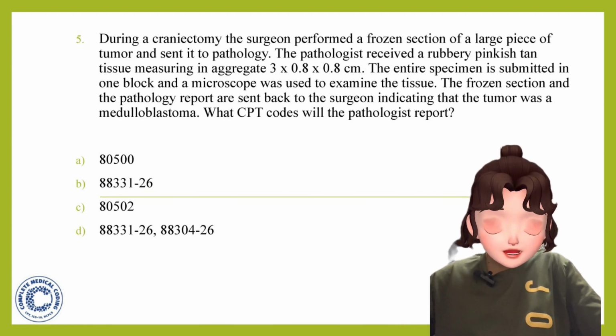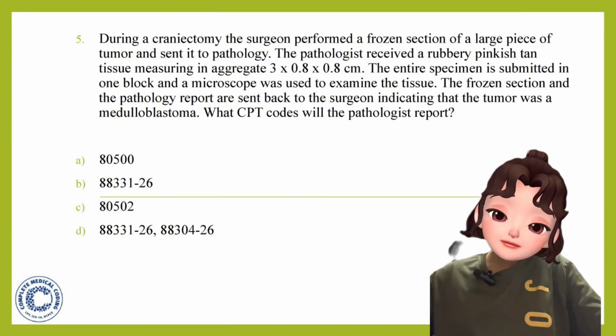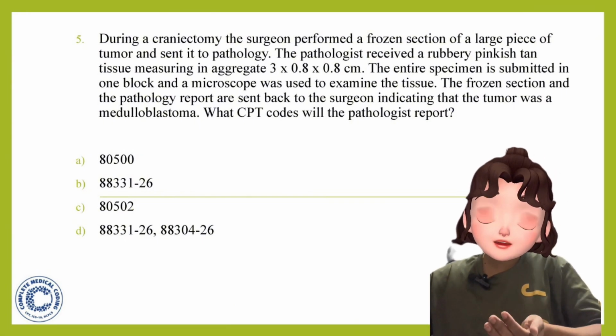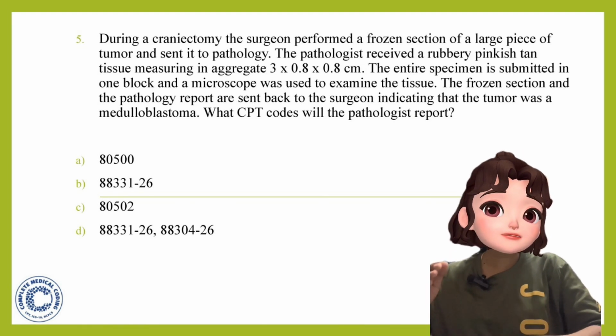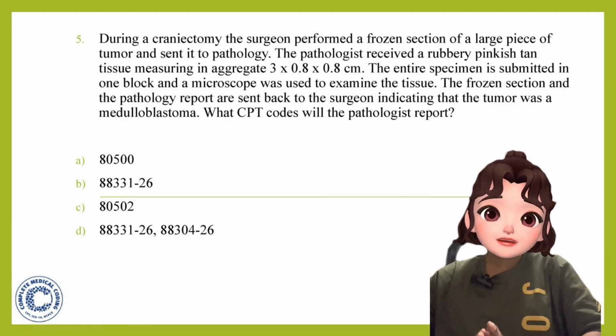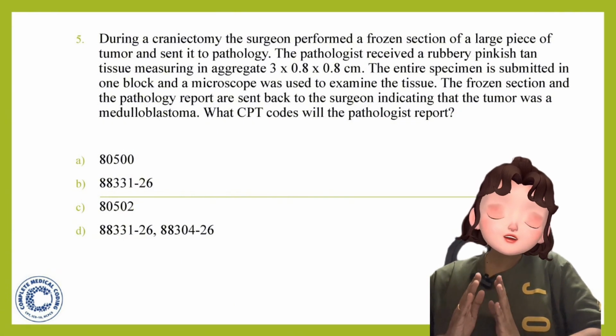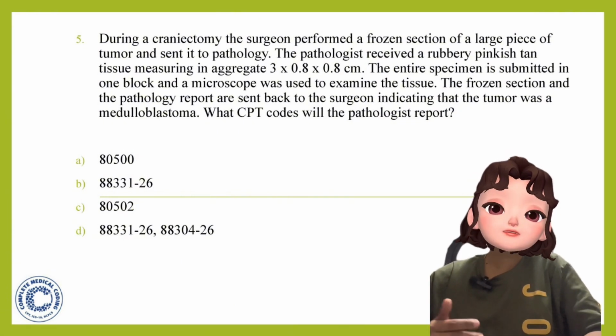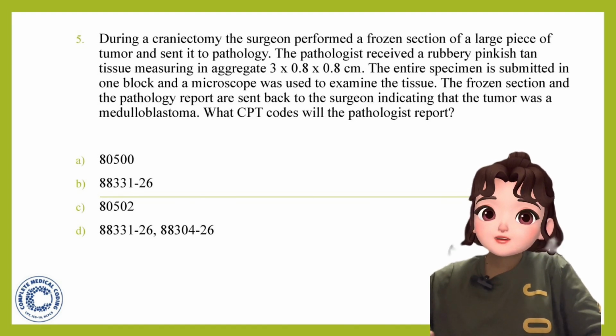88331 is pathology consultation during surgery, first tissue block. So here the surgical pathology consultation is included, as well as the first tissue block. Both are included in the single code 88331. If there is a single combination code, you have to always use only that one. You should not report it separately again as a surgical pathology consultation.